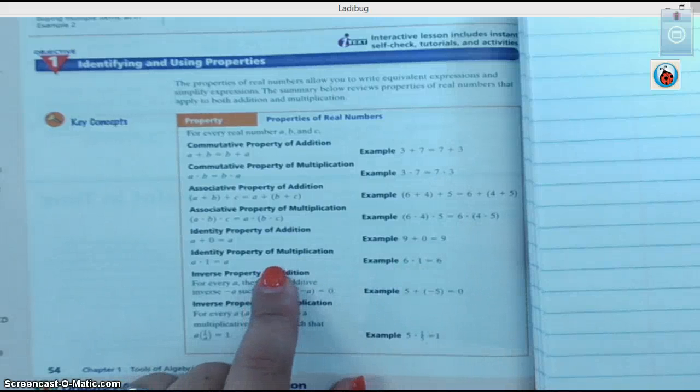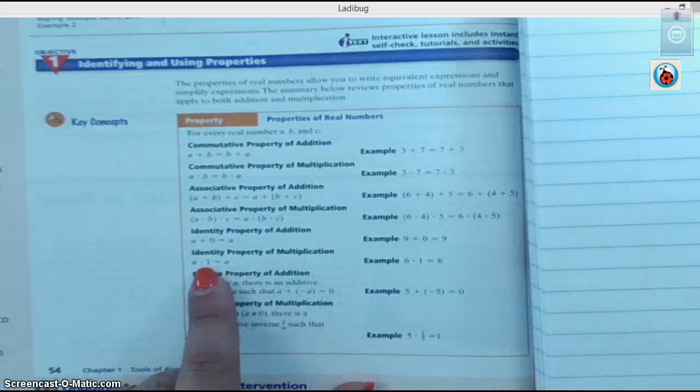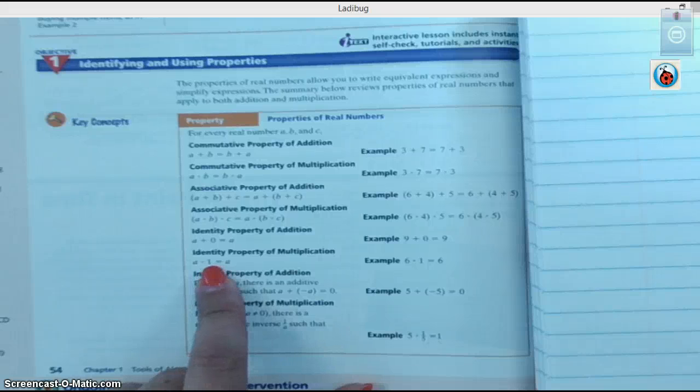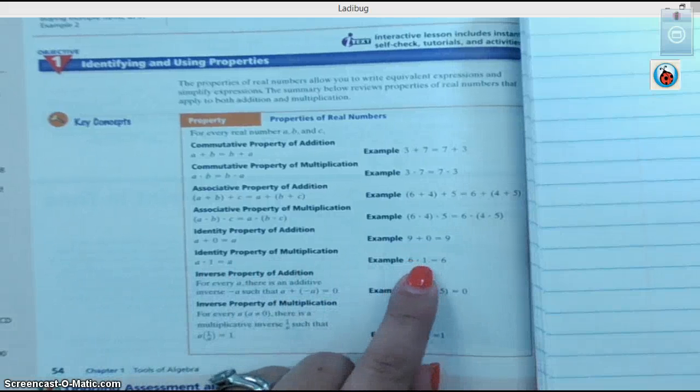The identity property of multiplication states that when you multiply any number times 1, it equals that number. So for example, 6 times 1 equals 6.